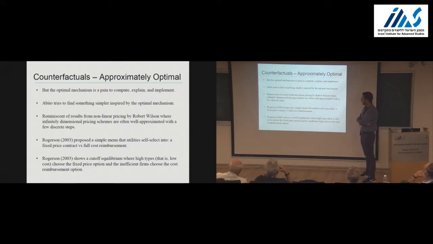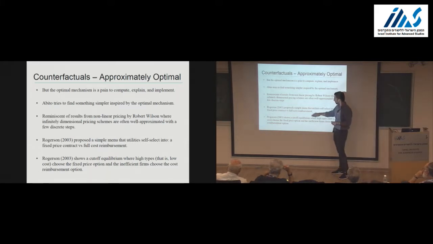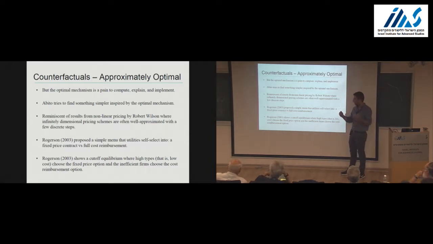This is reminiscent of results from nonlinear pricing by Robert Wilson. Okay, whereas the optimal nonlinear price scheme might be this complicated function, you can usually approximate it really well and capture most of the benefits with a few discrete steps. In fact, for this type of setting, Bill Rogerson proposed a simple mechanism where you just offer a menu. Okay, there's a fixed price contract and there's a full cost reimbursement contract. Okay, and Rogerson shows what's called the cutoff equilibrium, where the most efficient firms are going to choose the fixed price contract, and the least efficient firms are going to choose the cost reimbursement contract. And if you choose the parameters of those contracts right, you can capture a lot of the benefits of the fully optimal contract.